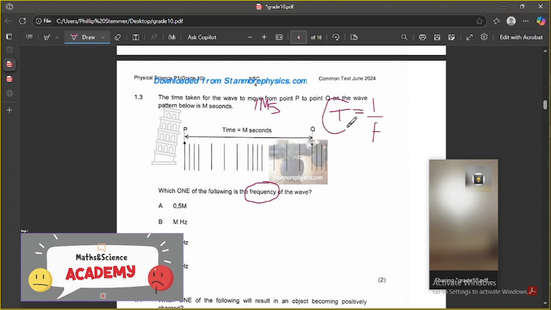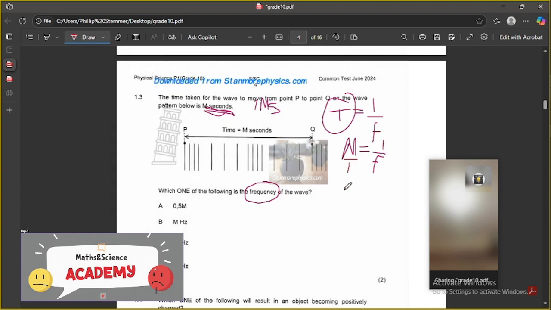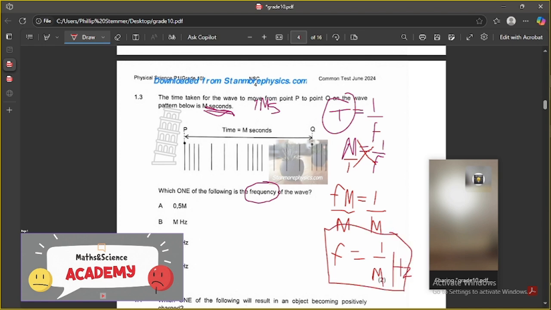And then we can substitute our T, which is m seconds, so m equals 1 over f. And then we can solve for f. Make f the subject of the formula. We'll say m over 1, and then we cross multiply. M times f, which is fm, equals 1 times 1, which is 1. And then divide by m on both sides. And therefore f is equal to 1 over m hertz. So this is our answer. Therefore option D is the correct one.